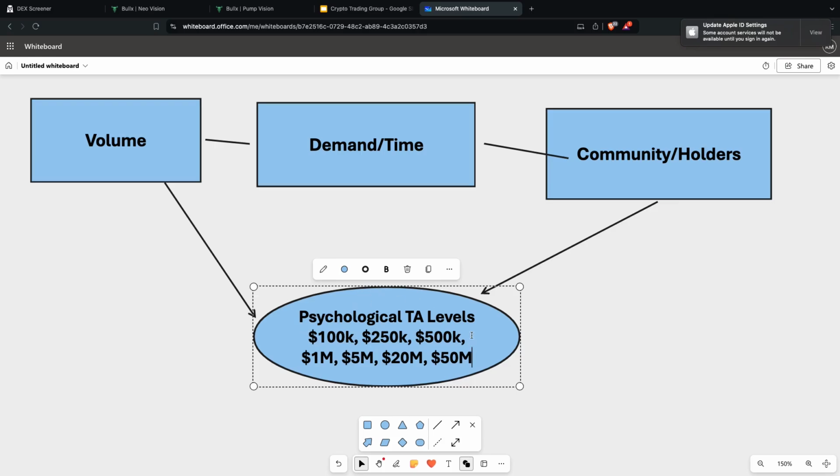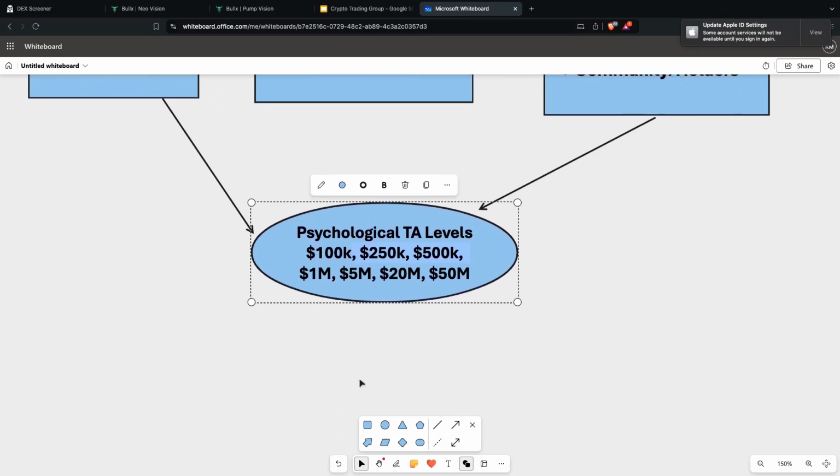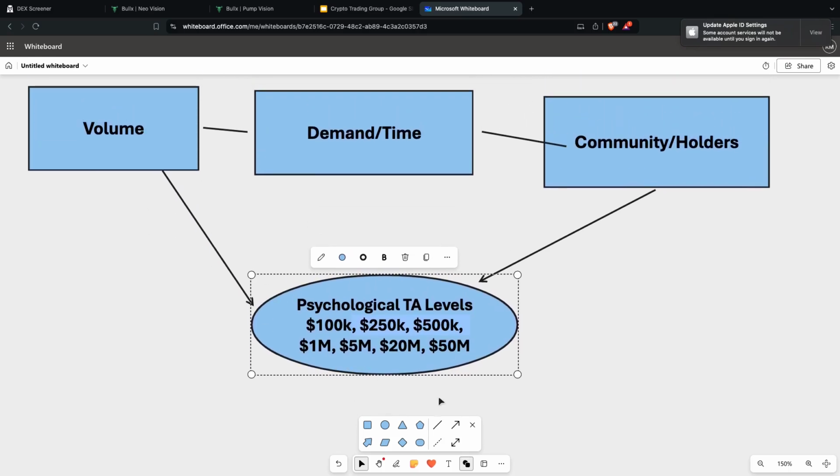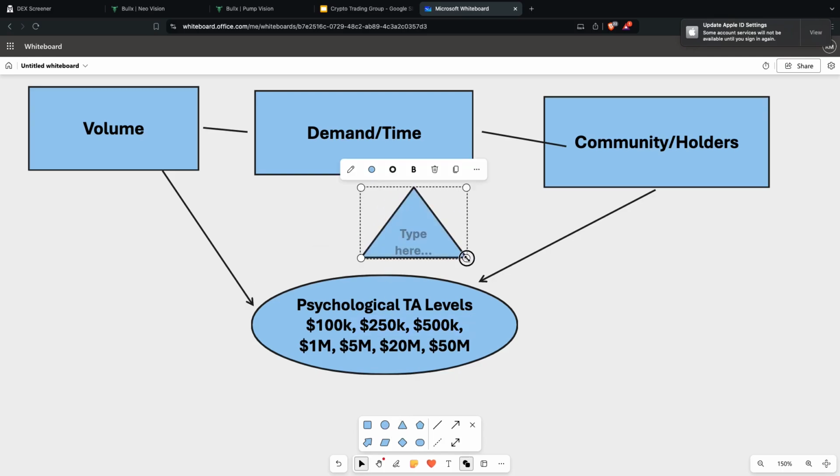But most likely, these psychological technical analysis levels are what you're mostly going to be dealing with, especially in the early stages. For the most part, you are going to be trading the freshest coins. These coins are going to be roughly less than 20 minutes old, okay?